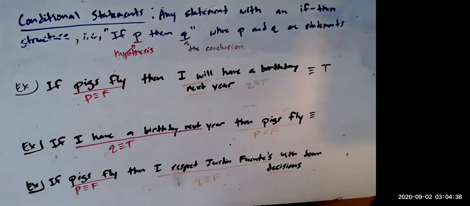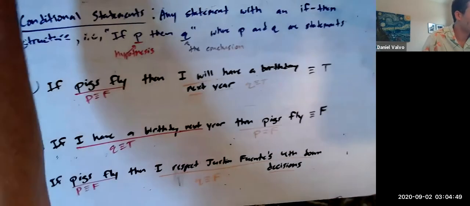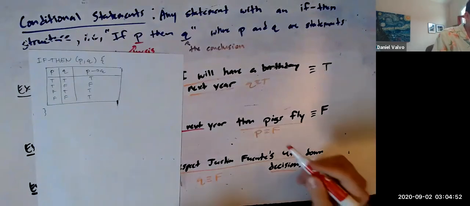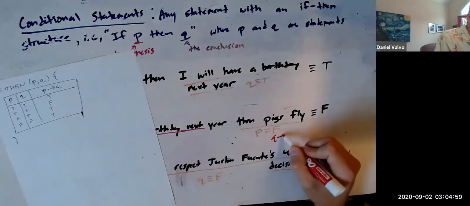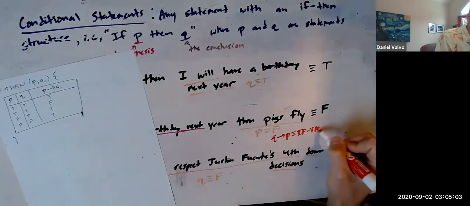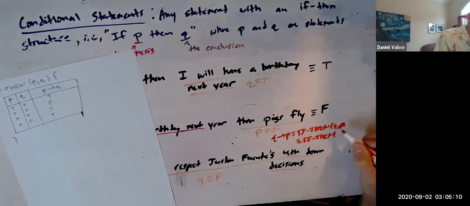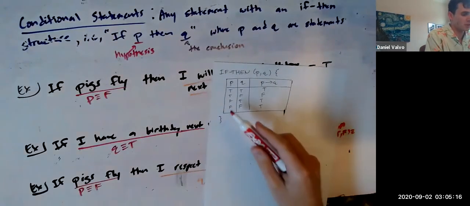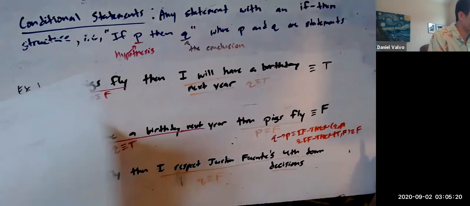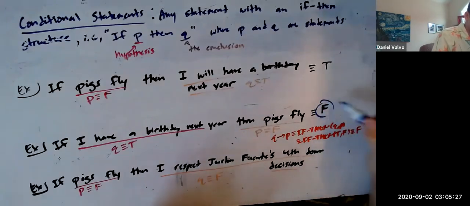False, right? False because if I have a birthday next year, that's not going to make pigs fly. And we can show this lines up with our truth table, and we kind of already did that. We already defined Q as our hypothesis here, and we said Q implies P is equivalent to if Q then P, which in this case is if Q is true and P is false, which outputs false, based on the definition. So once again, truth table lines up with the definition. So we get false, false.